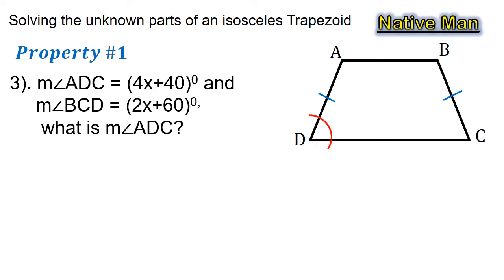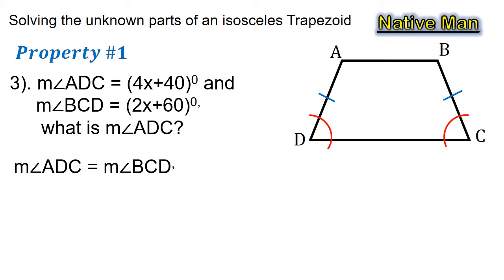And in the second given, measure of angle BCD, the middle letter is C. So that is angle BCD. The problem is looking for the measurement of angle ADC. We cannot solve the measurement of angle ADC right away. What we will solve first is the value of x. If you notice in our figure, D and C, they are base angles. So, therefore, they are equal or congruent. So, measure of angle ADC is equal to measure of angle BCD.